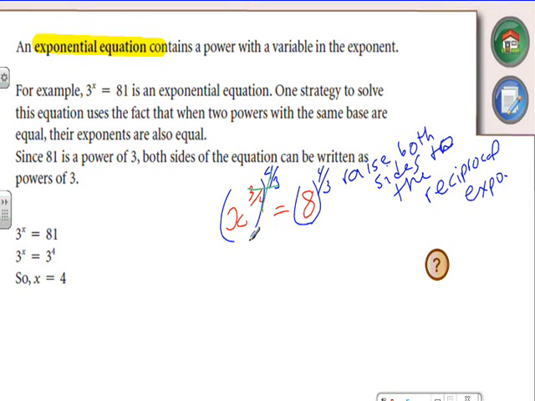Okay, so you would have x to the 1, and on this side you'd have the cube root of 8 to the 4. Cube root of 8, that's why I changed it. Cube root of 8 is 2. 2 to the 4, that's 16. So my x is equal to 16 in this case.